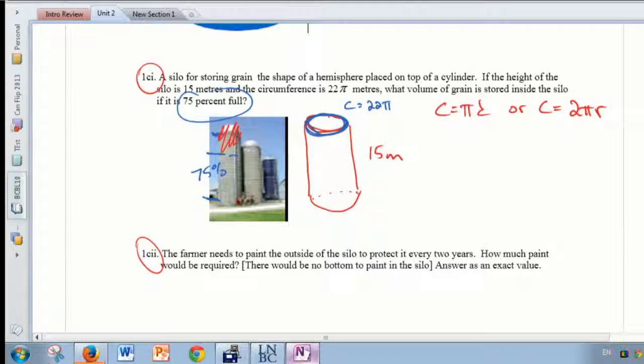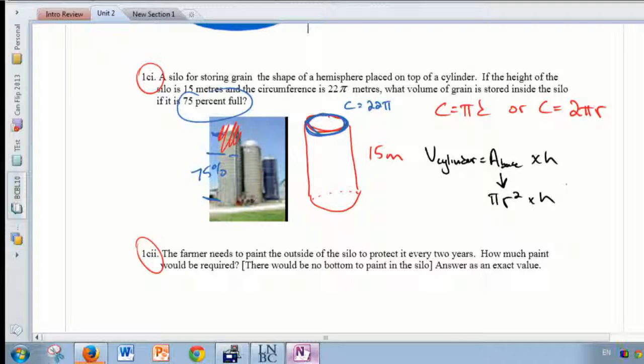I'm trying to find the volume of a cylinder. And again, I'm going to look to my formula sheet, volume of a cylinder. That is the area of the base times the height. And the area of the base, in this case, is going to be a circle, which is pi r squared. And then we're going to multiply that by the height. Once we've figured out the volume of the entire cylinder, then we can figure out what 75% of it is.